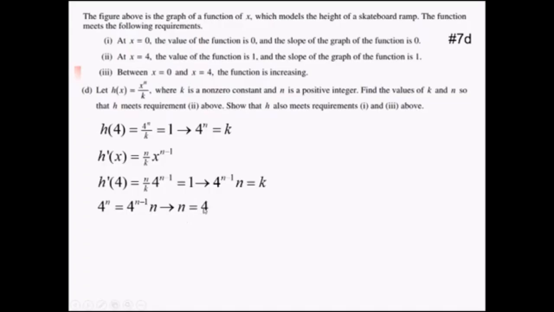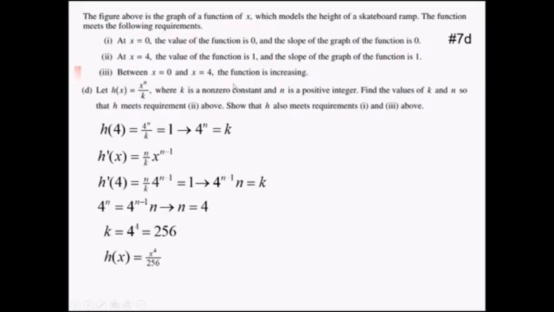We can now actually plug that back in to solve for the k value. So if we do 4 to the 4th, that should give us k. And if you wanted to, you could simplify that to 256. Not necessary, but you could. So let me just rewrite the h function now. That's going to be x to the 4th over 256.